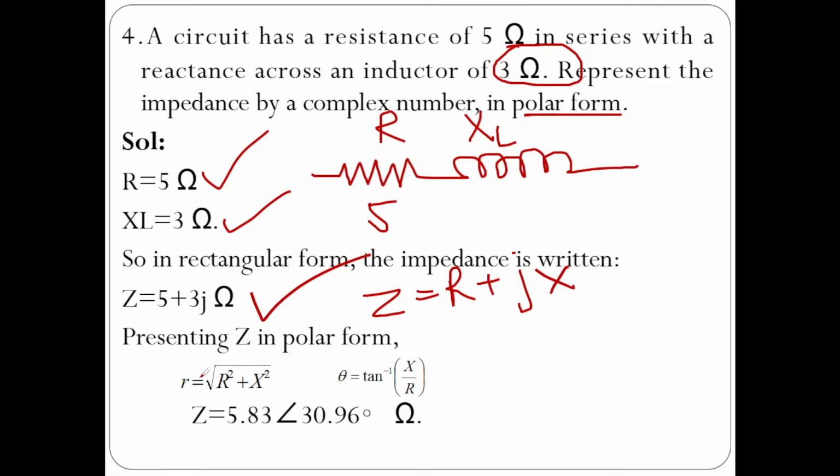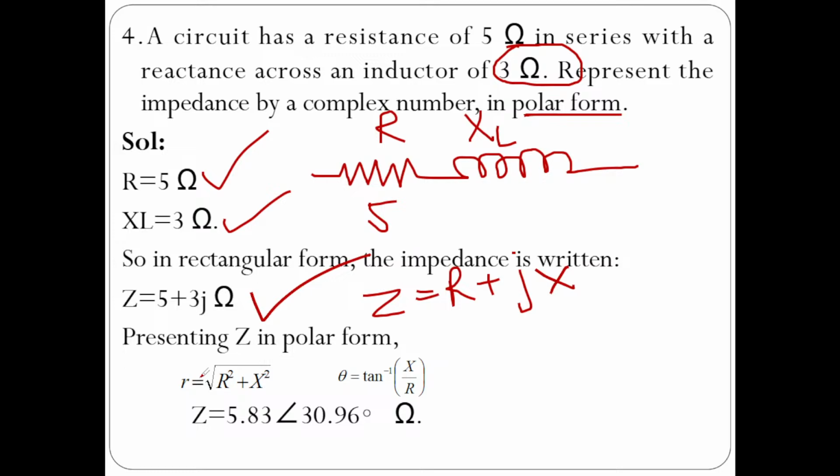Okay, this is the magnitude. Now angle theta is equal to tan inverse of X by R. So tan inverse of X is 3, R is 5. Substitute and determine tan inverse of 3 by 5, you will get the angle as 30.96.